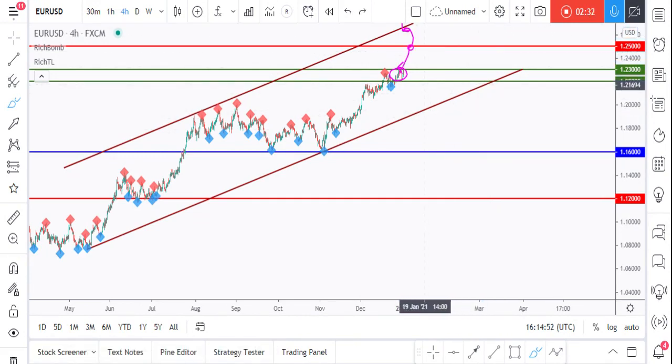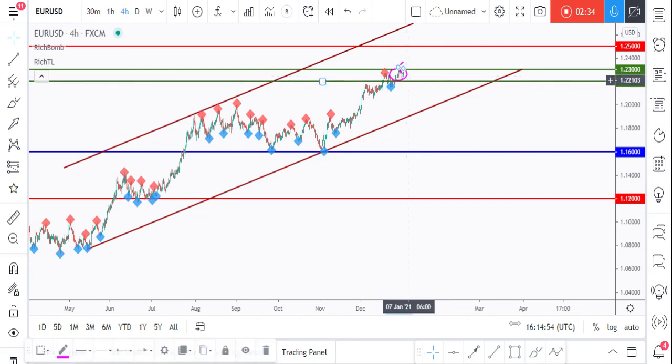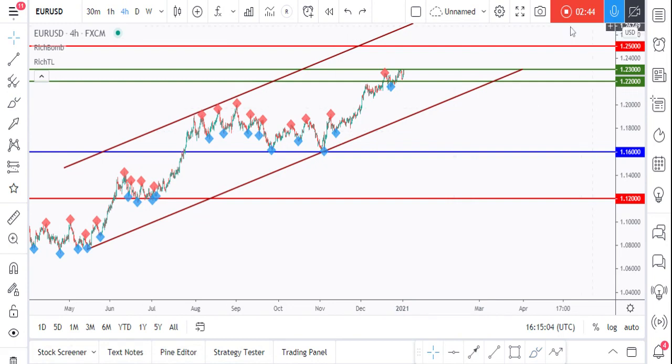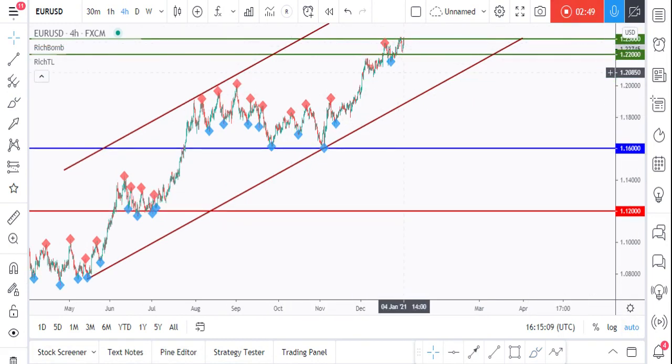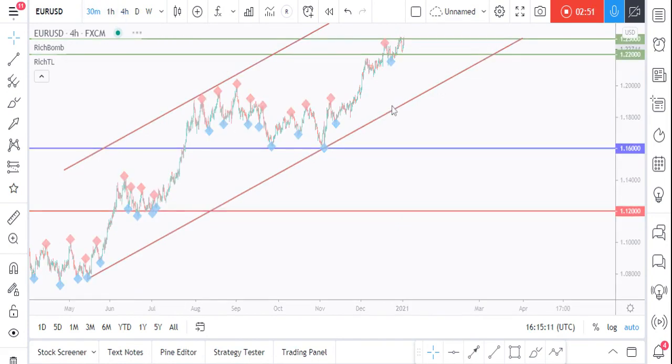So long story short, on EURUSD, let me delete these ones. We'll be looking for sell from here, then buy from here. And if price breaks it upward, then we'll be looking for sell from here, then buy from here. Okay, so for now, let's zoom into lower time frames and look for potential sell setups as mentioned previously.